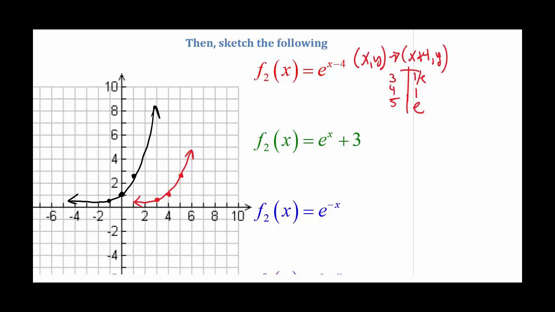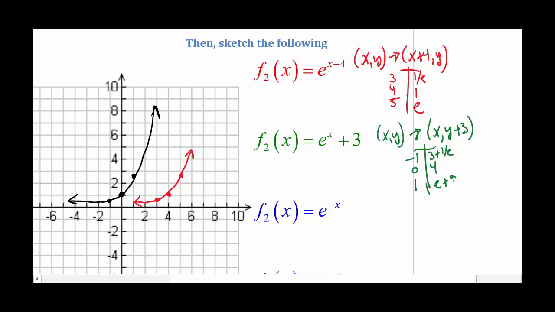e to the x plus 3. So that's going to take all of my original ordered pairs, and that plus 3 is going to impact the y values. So I'm going to make them 3 bigger, which means the x values are going to stay the same. And this is actually a little bit easier than it sounds. We're going to take 1 over e and add 3 to it, so that's 3 plus 1 over e. 1 plus 3 is 4, and e plus 3 is just e plus 3.